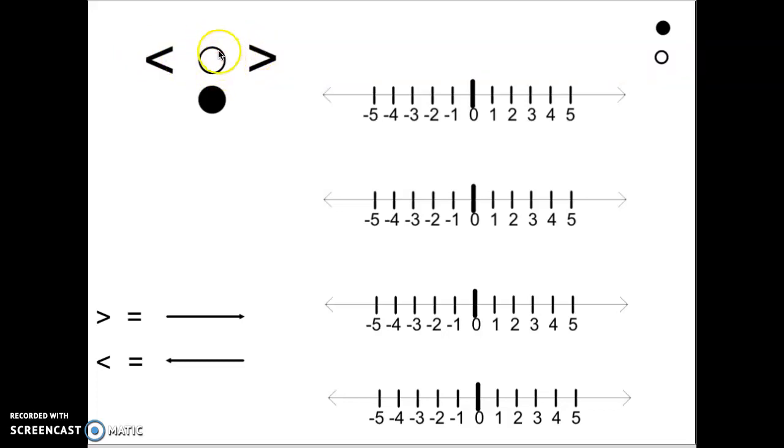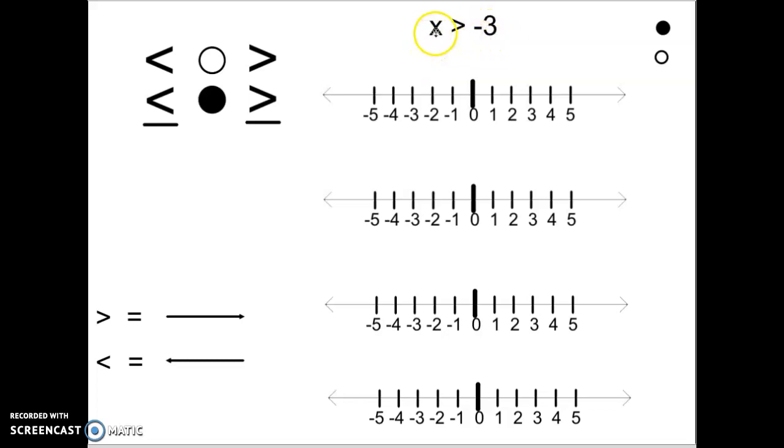That means that that point is not included, but all other points to either the left or the right of it would be included. If we have a solid circle, that means that we are either less than or equal to or greater than or equal to. The equal to means that that point was included. So let's take a look at how this might look when we graph this.